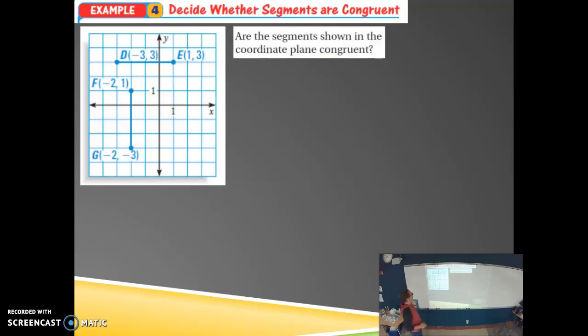We are going to, for now, skip over. You know what? No, we're not. You actually need to know this stuff. The segments shown in the coordinate plane, are they congruent?